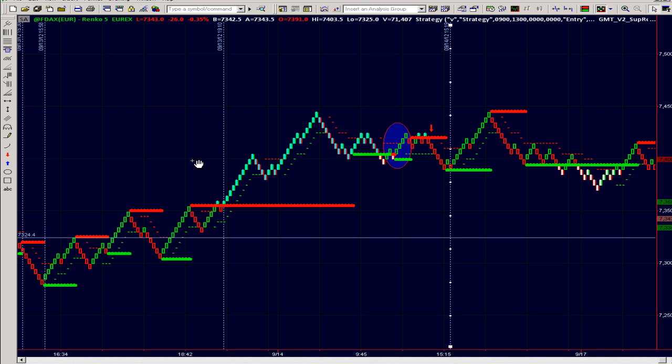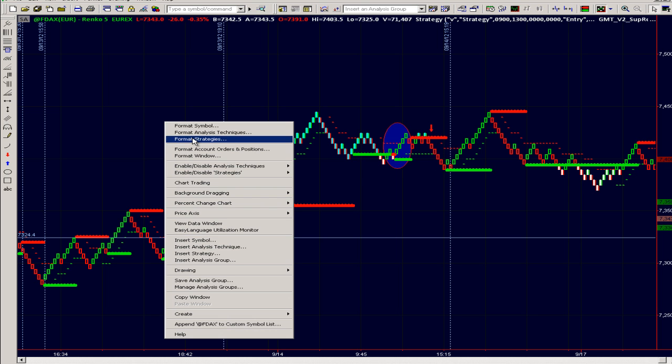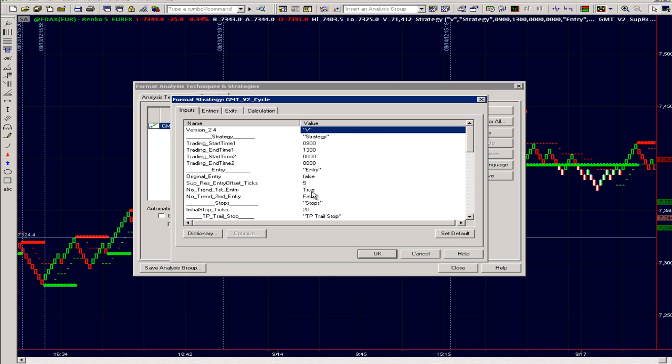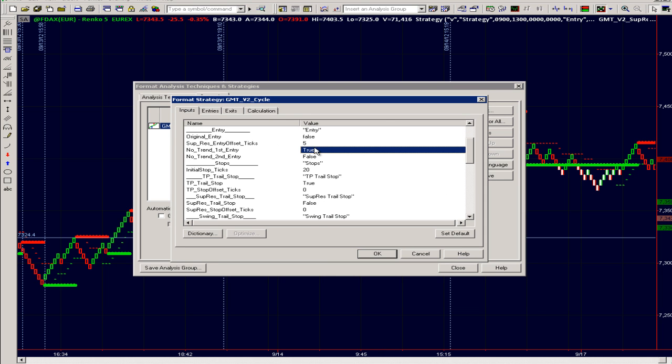So by using that format strategy, you can say, I don't really want to go in on the first one, I want to make it the second one. So you just change that to false. Anytime you want to change one of the components of the strategy, you just turn it to false and then engage that by turning it to true, and bang, you're on. So now you're taking the trend on the second entry.